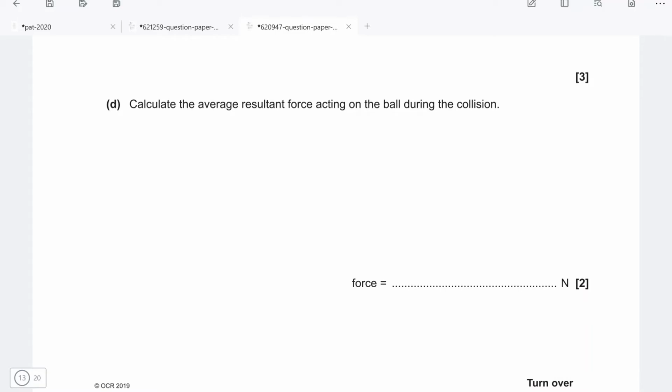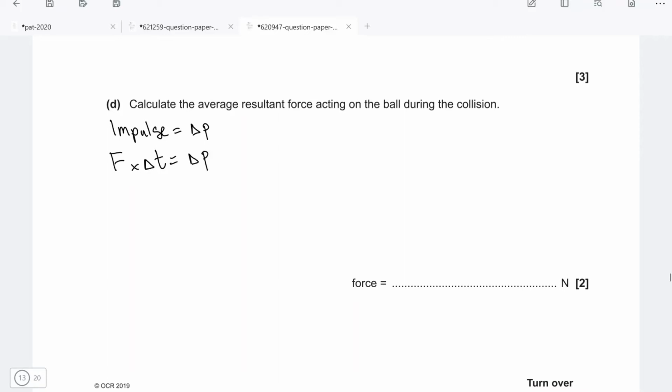So let's have a look at part D, the final part of this question. Calculate the average resultant force acting on the ball during the collision. Well, this is a classic impulse problem. Remember, our impulse is equal to the change of momentum. Our impulse is given by the average force multiplied by the time that it acts on, i.e. the collision time. So F times delta T will be equal to our change of momentum.